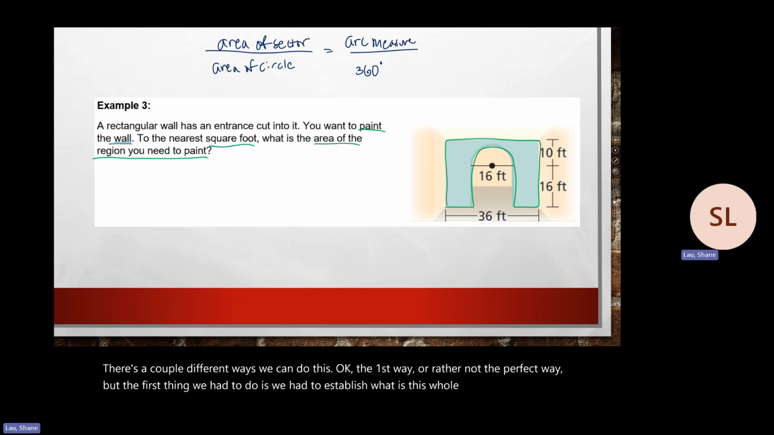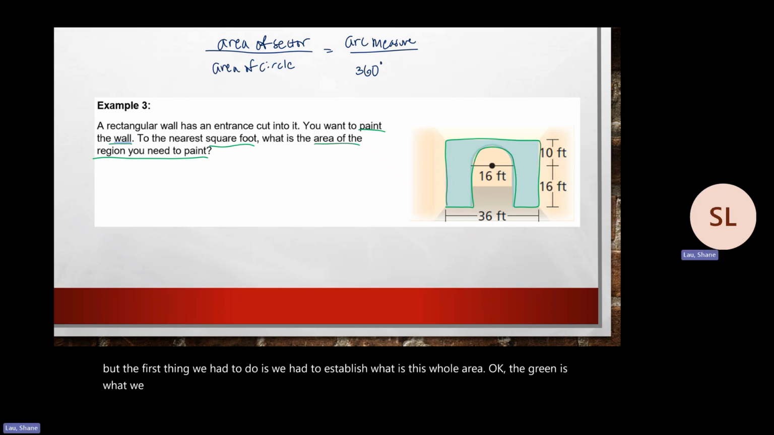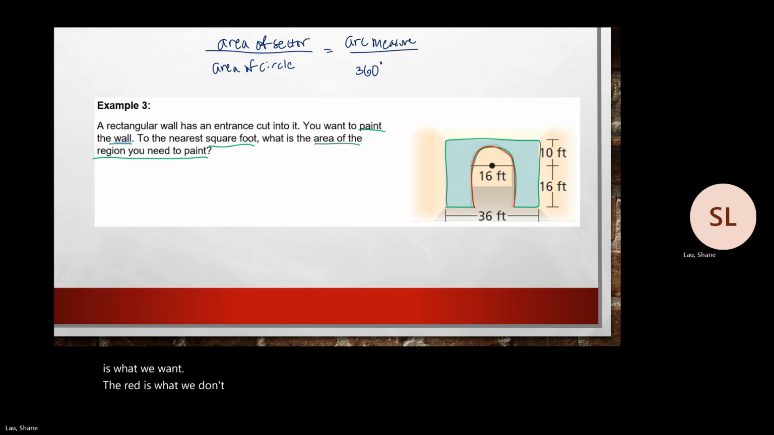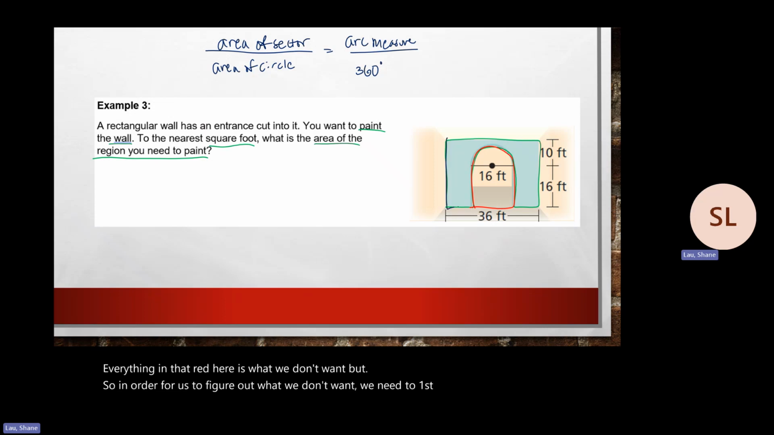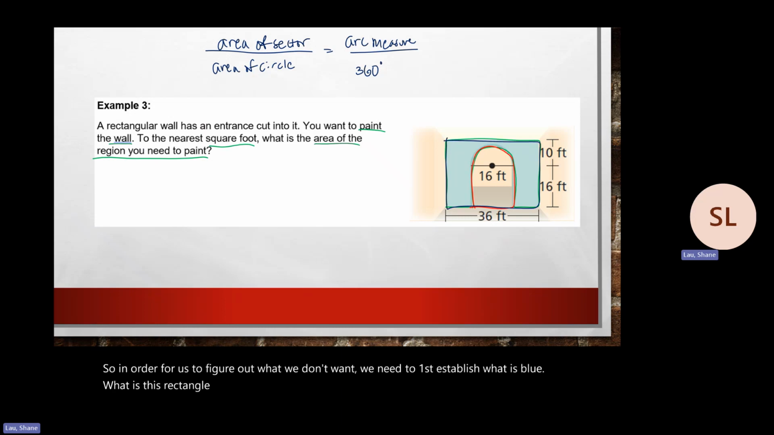The green is what we want. The red is what we don't want. Everything in that red here is what we don't want. But in order for us to figure out what we don't want, we need to first establish what is blue. What is this rectangle here? So I'm going to do it in stages. We're going to find our whole wall.